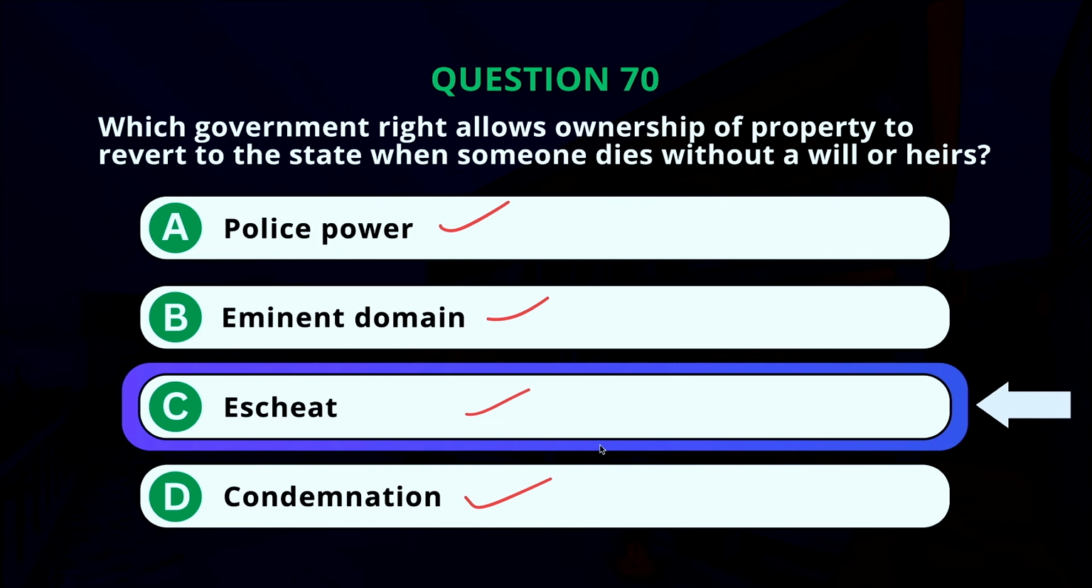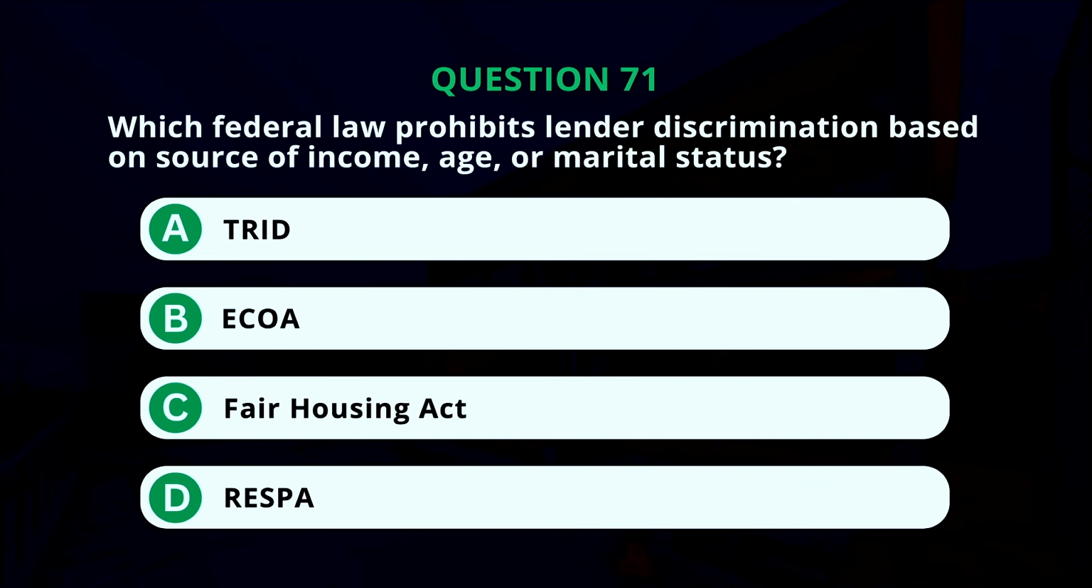And so condemnation and eminent domain sort of go together. Whenever you see these, you want to know the definition and the differences between condemnation and eminent domain. Eminent domain is the right. Condemnation is the process of eminent domain. Policing powers and then escheat. This is textbook definition. Which government right? These are government rights. Police power, eminent domain, escheat. Condemnation is a subset of eminent domain. And the telltale here is when someone dies without a will or heirs. And that is escheat.